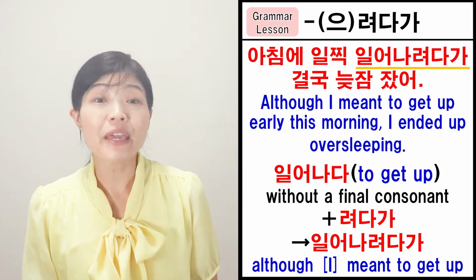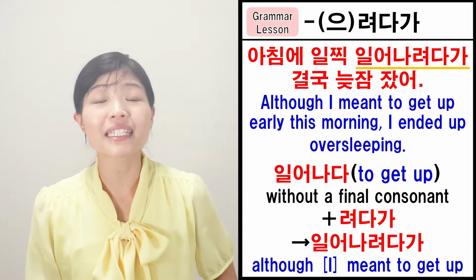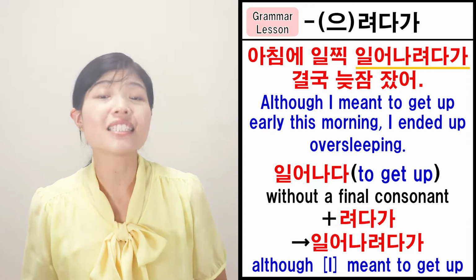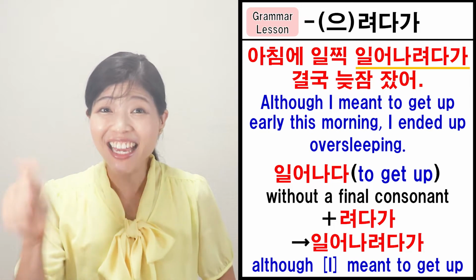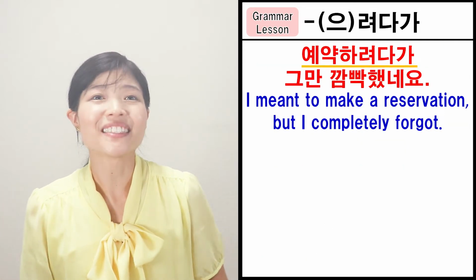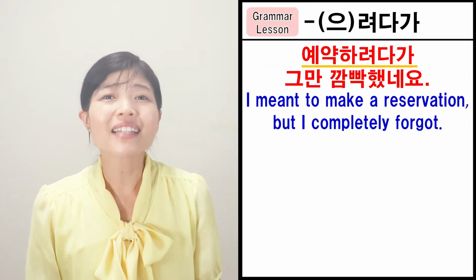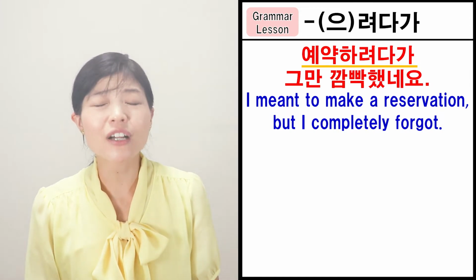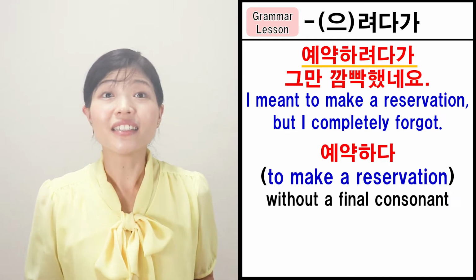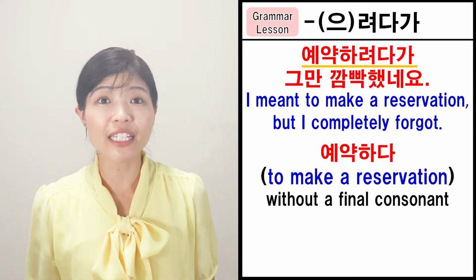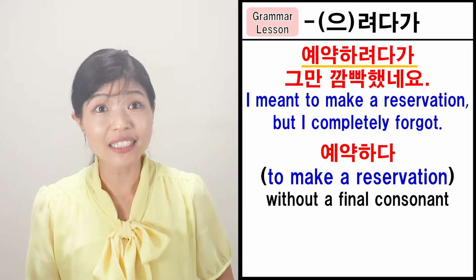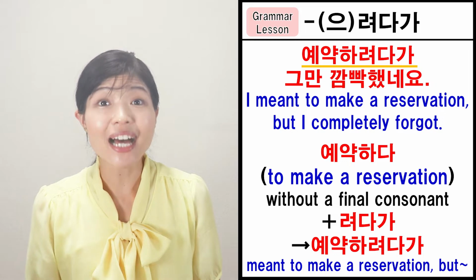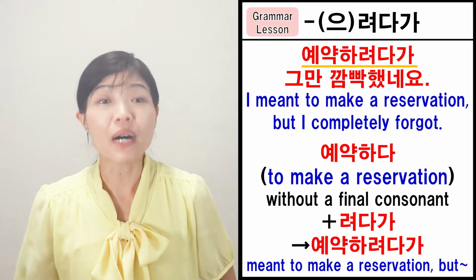You can see that the speaker intended to get up early, but he overslept. In this kind of situation, you use 으려다가 to connect two actions. Okay? Let's see the next example. 예약하려다가 그만 깜빡했네요. I meant to make a reservation, but I completely forgot. Here, since 예약하다, to make a reservation, does not have a final consonant, you will attach 려다가 to make 예약하려다가, meant to make a reservation, but.